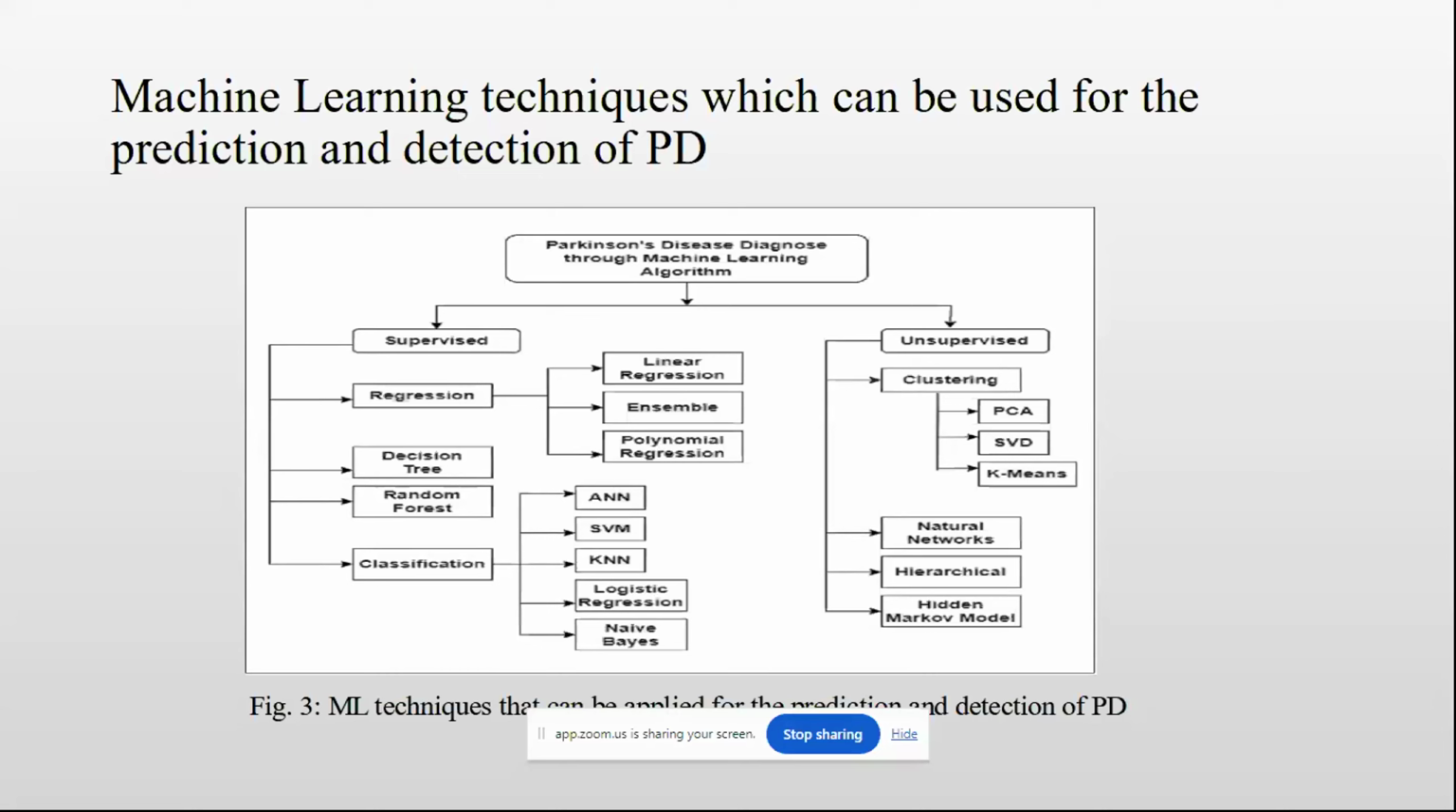detection of Parkinson disease. Basically categorizing ML algorithms in two parts, supervised and unsupervised. Supervised ML techniques include regression, decision trees, random forest and classification, and unsupervised machine learning techniques include clustering, neural networks, hierarchical and hidden Markov model. In classification, the ANN, SVM, KNN and logistic regression are the most used techniques which have been implemented till now in the field of detection and prediction of Parkinson disease.